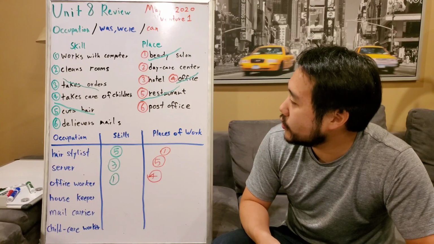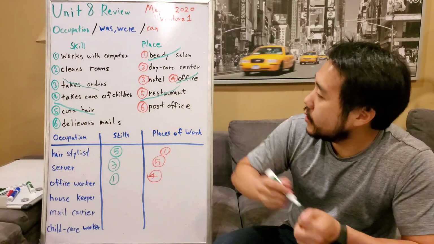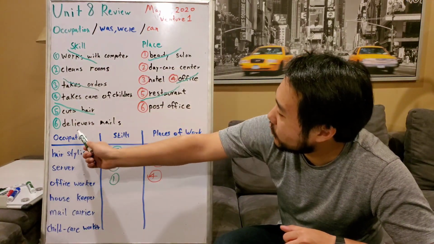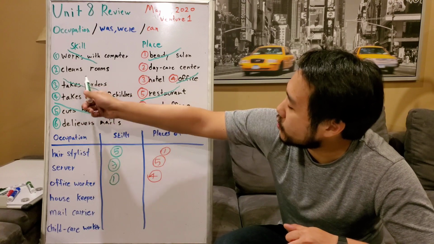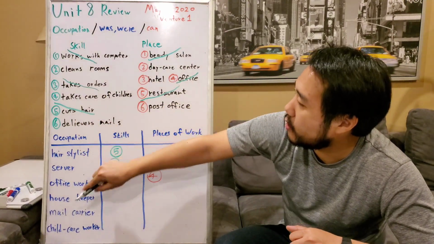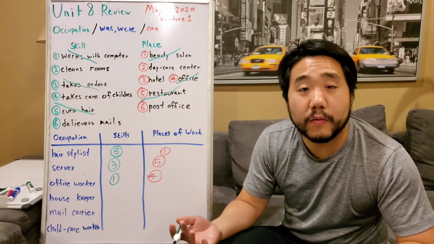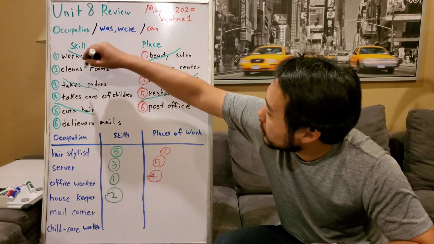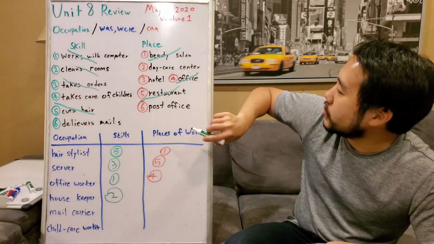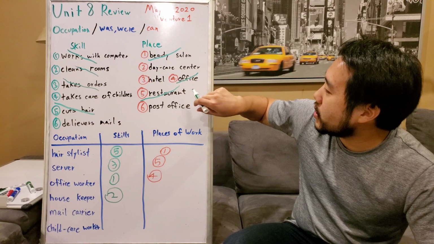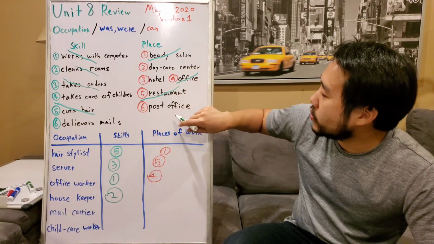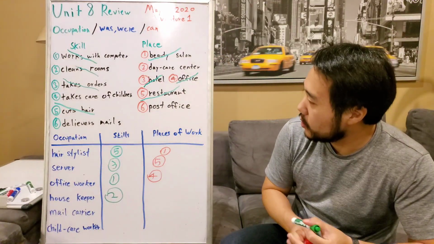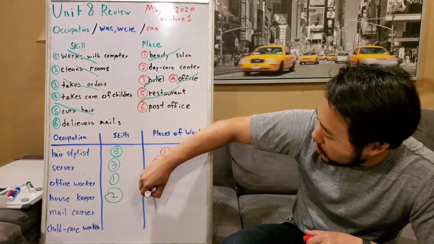Housekeeper, what do they do? So I can close this out. So we have 2, 4, and 6. Delivers mails, takes care of children, cleans rooms. Based on that, housekeepers usually clean hotel rooms, right? So number 2. And the place is, we have 2, 3, and 6. Daycare center, hotel, and post office. And hotel it is. So 3.